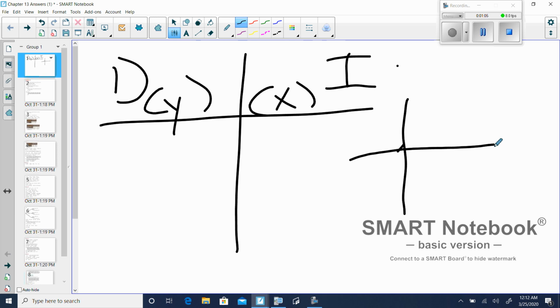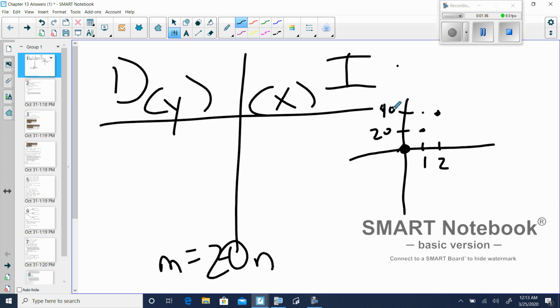In this particular scenario, we have m equals 20n about mowing lawns. The number of lawns you mow doesn't depend on anything else. You mow 0 lawns, you don't make any money. You mow 1 lawn, you make $20. You mow 2 lawns, you make $40.